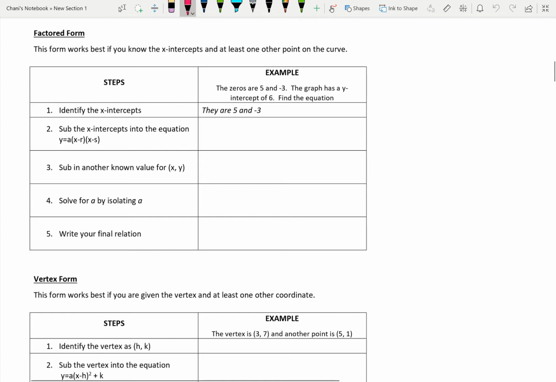So factored form works best if you know the x-intercepts and at least one other point on the curve. So the first thing is to identify the x-intercepts. In this example, they are 5 and -3. Sub the intercepts into this equation. So y equals a, x minus 5, x plus 3.